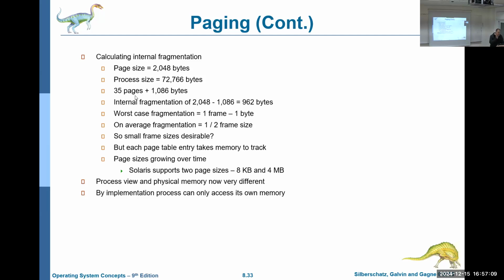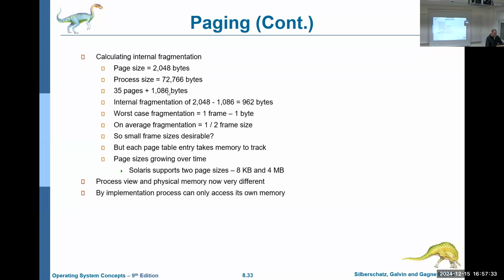I'll need 35 pages. So I take 72,766 and divide it by 2,048, because that's how many pages I need, and that's the size of each page. And I'll get the number 35 and change. What's the change? The change is 100, that many bytes. You understand? This 2 times 35 is about 70, right?